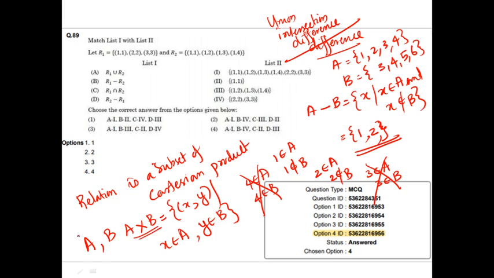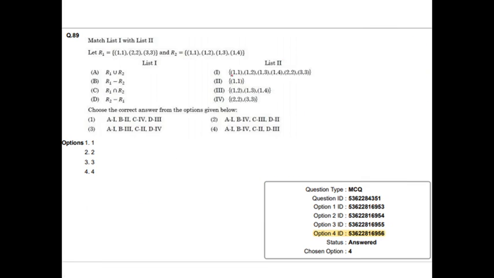Whenever we are defining a relation, it should be an element from this A cross B. I am defining a relation from A to B, so R should be a subset of this A cross B. But for the time being, we have to find the answer to this question. For that, we are applying the above discussed operations on sets here. That's all. So we can easily find these operations using these concepts.